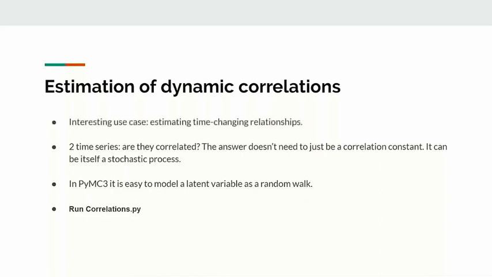We might want to instead have a correlation that evolves over time. So we can find an answer where the correlation is an actual time series or a stochastic process rather than just a constant value. And in PyMC3, it's fairly easy to model a latent variable as a random walk. So we will look into that.